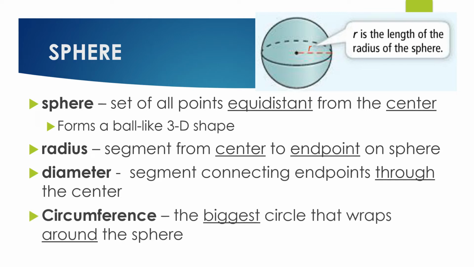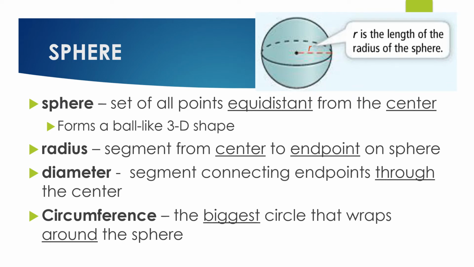And then same thing with the circumference. The circumference has to be the biggest circle that wraps around the sphere. So it's formed by the radii, right? But it cannot be some random circle. And again, this is going to be terrible, so I apologize. If I just drew a random circle connecting some of the points in the sphere, that's not a circumference because it doesn't go around the biggest part of the sphere and it's not formed by radii.